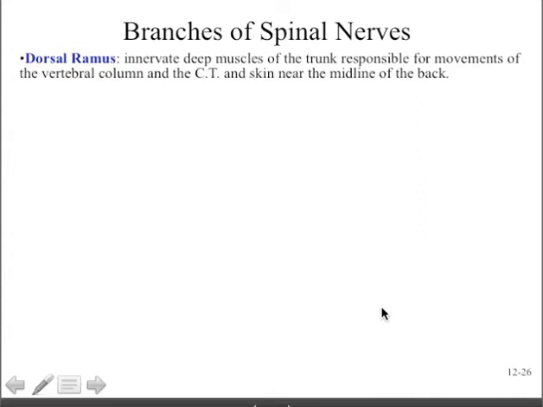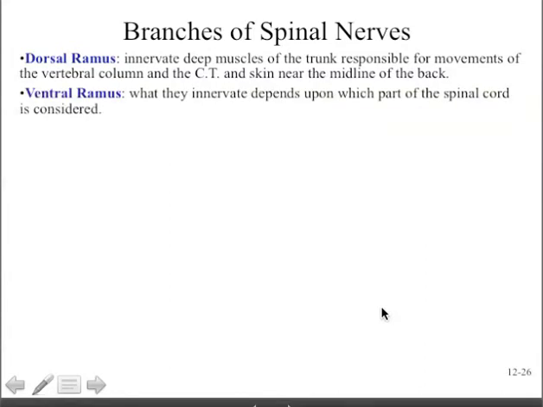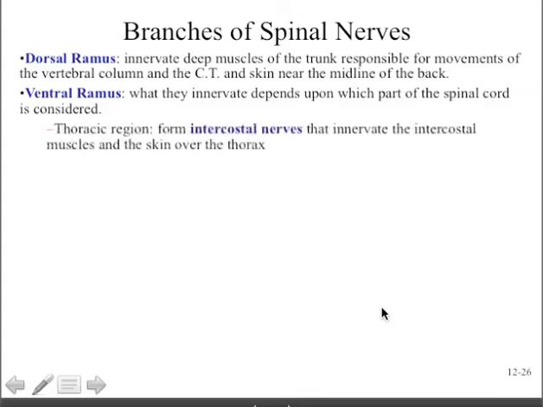Okay, so the dorsal ramus is going to branch off the nerve cluster that exits the spinal cord and wrap around to the back, while the ventral ramus is going to innervate various structures depending on which part of the spinal cord we're looking at. The thoracic region is going to form intercostal nerves that innervate the intercostal muscles and the skin over the thorax. The intercostal muscles, as you know, are between the ribs and they assist in breathing.